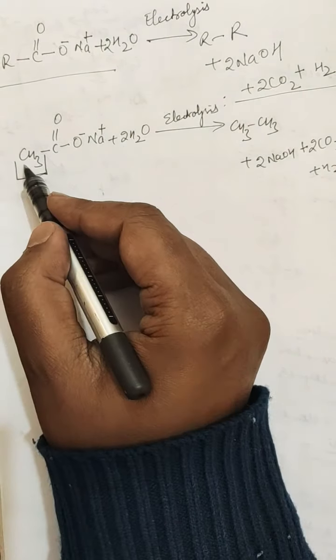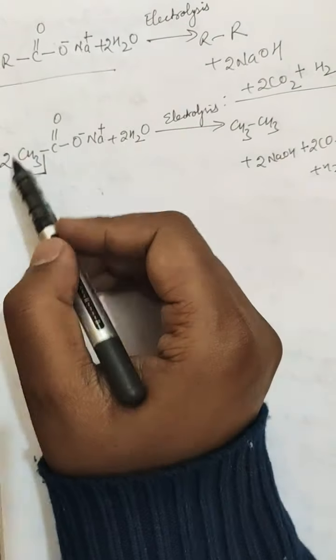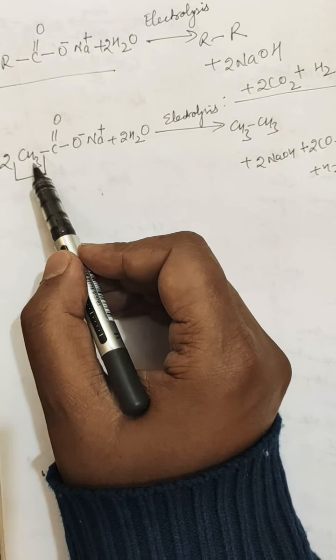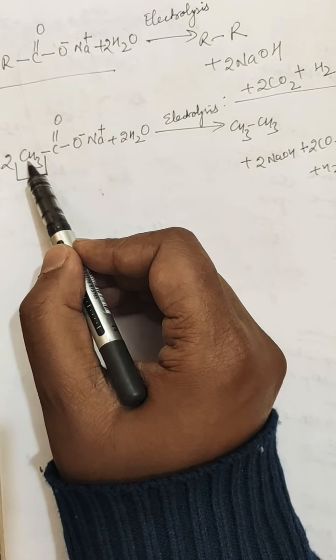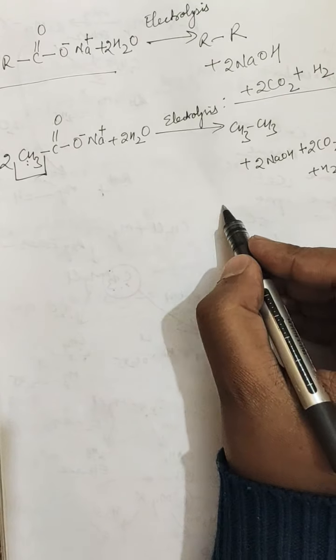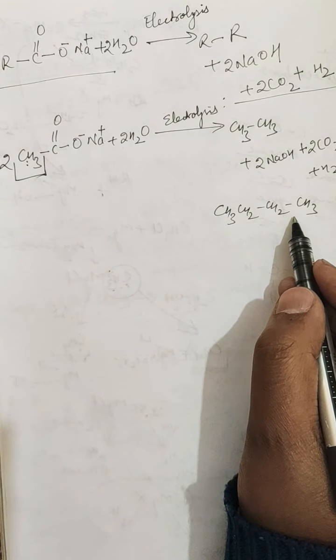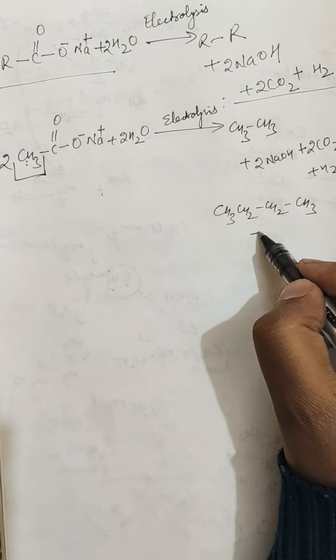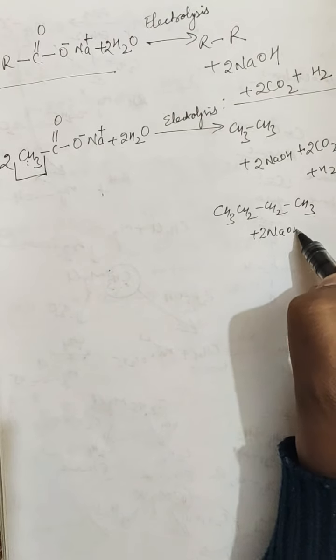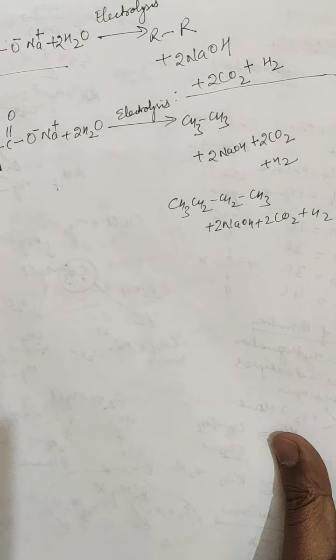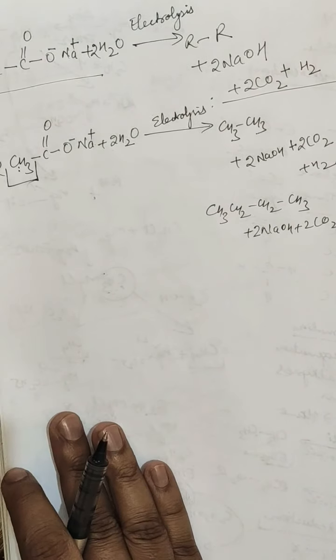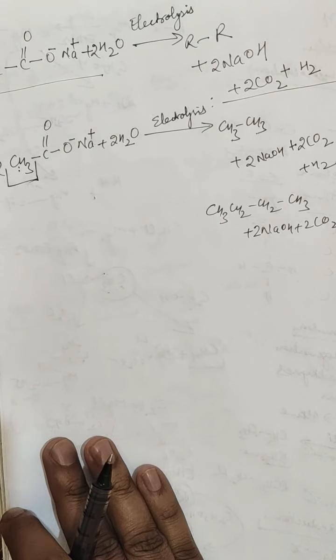For example, if there are 2 molecules of this carboxylate salt, and if there is not this methyl group but an ethyl group, the product will be this CH3CH2CH2CH3 plus 2 NaOH plus 2 CO2 plus H2. So this is the Kolbe's electrolysis reaction.